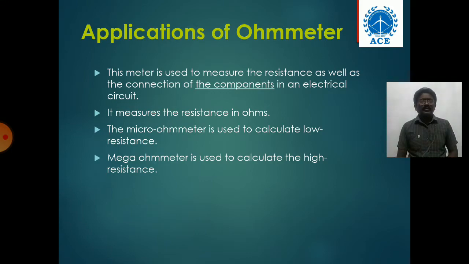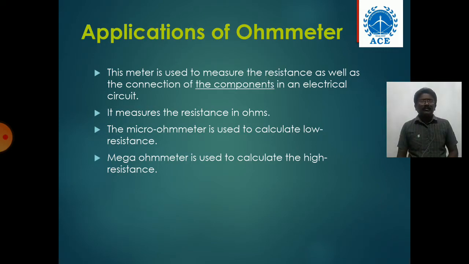So before going to explain applications of ohm meter, once again I will recall the function of the ohm meter. So actually, what is the function of ohm meter? With the help of ohm meter, you can measure resistance in ohms. In the same way, you can check continuity of the circuits. So generally, here we are having two types of ohm meters. First one is the series type of ohm meter, and the second one is the shunt type of ohm meter.